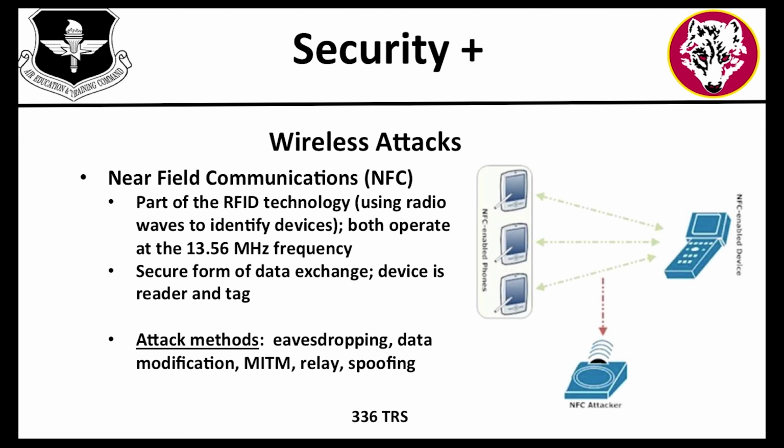And there are also other protection methods that you can provide for these NFC types of communications. A lot of times the attack methods are going to be some of the same also, such as eavesdropping or gathering intel, modifying the data, the attacker making themselves a man in the middle, introducing relay attacks, and spoofing. Once again, they can do this through the insecure form of data exchange or getting access to devices.